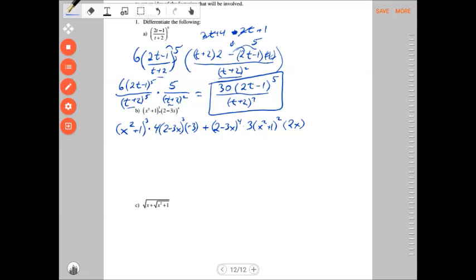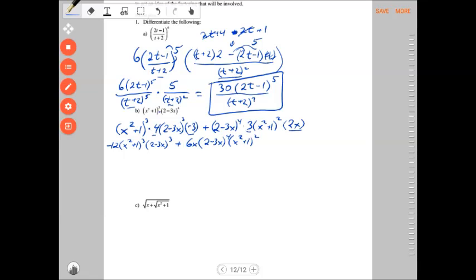Now we do some simplifying. The 4 and the negative 3 make negative 12. So x squared plus 1 cubed times 2 minus 3x cubed, plus the 3 and the 2x make 6x, 2 minus 3x to the fourth, and x squared plus 1 squared.